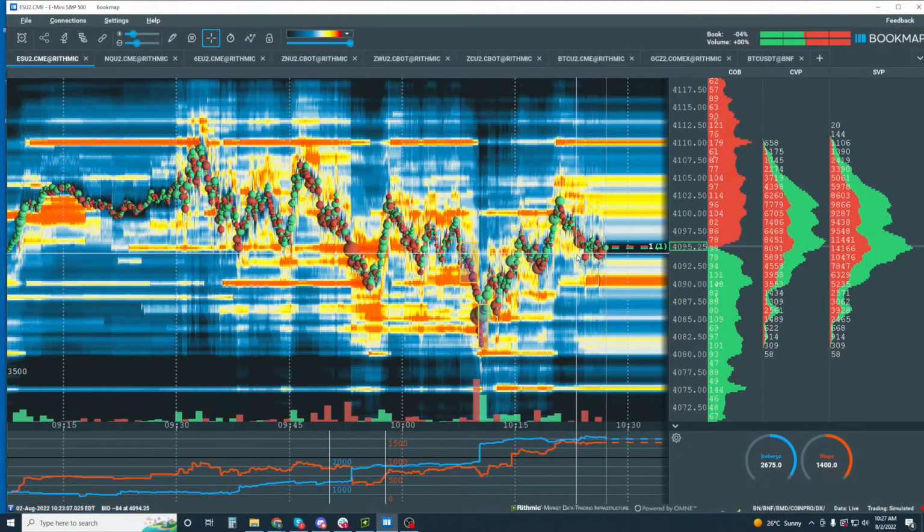Yeah, it kind of looks just stuck in the mud here. The big profile here, right at point of control, right at value.